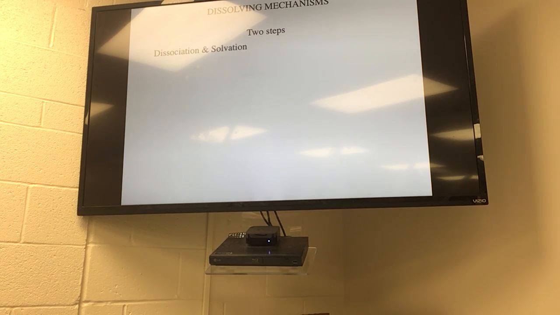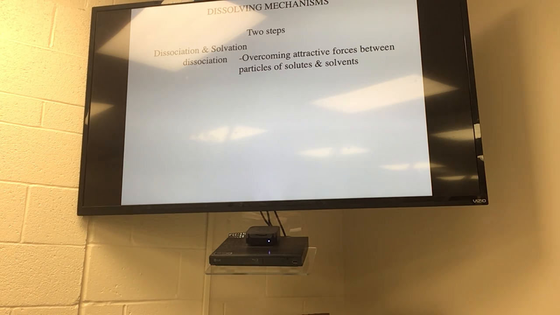So what's going on? The first step is dissociation. Basically, we're overcoming the attractive forces between the particles of the solute. Water is the universal solvent because it is polar. So we put an ionic compound in the water. Water is polar, so it has oppositely charged ends. The positive part of the water is going to attract the negative part of the ionic compound, and the negative part of the water is going to attract the positive part of the compound. The attractive forces between the water and the particles are so strong that they pull the compound apart.